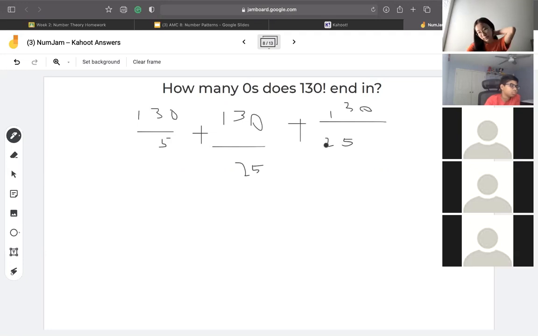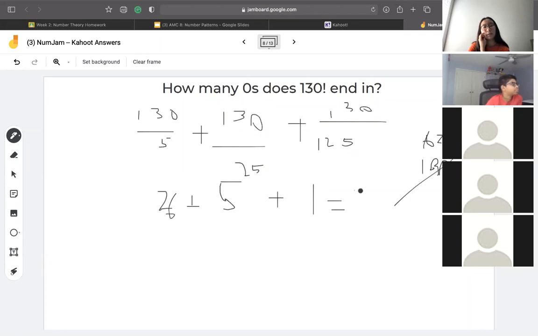Okay, so now I need to solve for that. So it's going to be 26 plus 5 plus 1. And we don't go any further because the next one is going to be 625, which is larger than 130. So that's not going to work. And so our answer is 32.